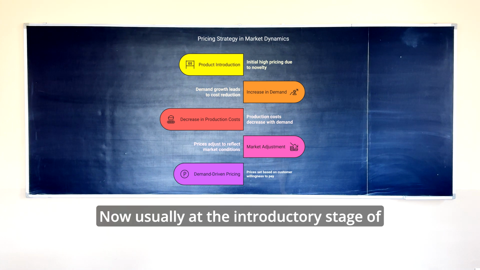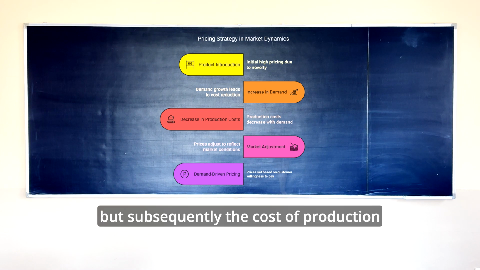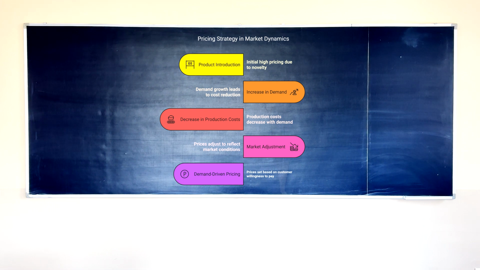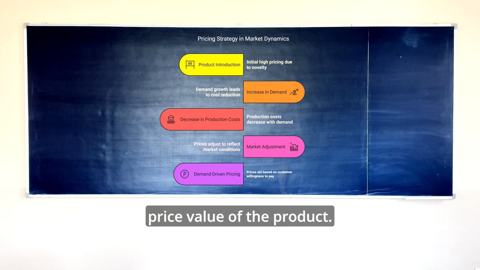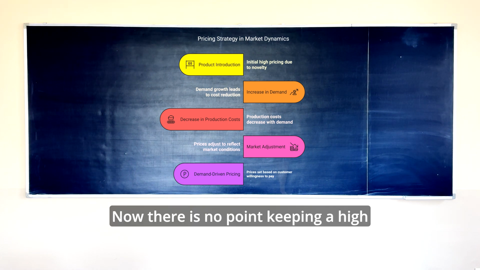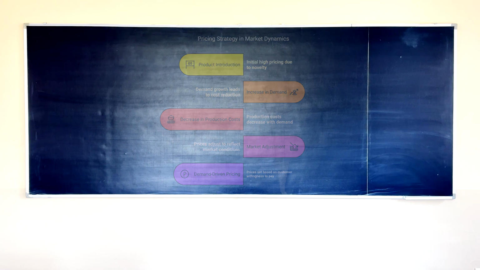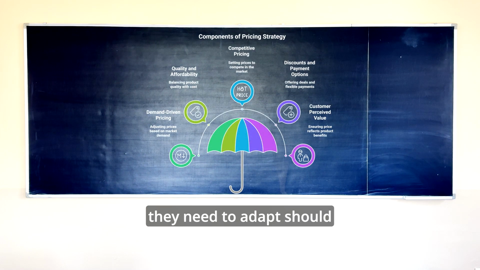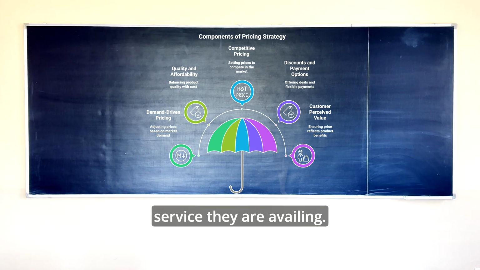Now, usually at the introductory stage of the product life cycle, price will be high, but subsequently, the cost of production comes down with increase in demand. Now, demand is something very important while deciding the price value of the product. There is no point keeping a high price when the market dynamics are very different. So, companies need to understand that the pricing strategy that they need to adopt should be a demand driven strategy: what the customers are ready to pay for the product or the service they are availing.